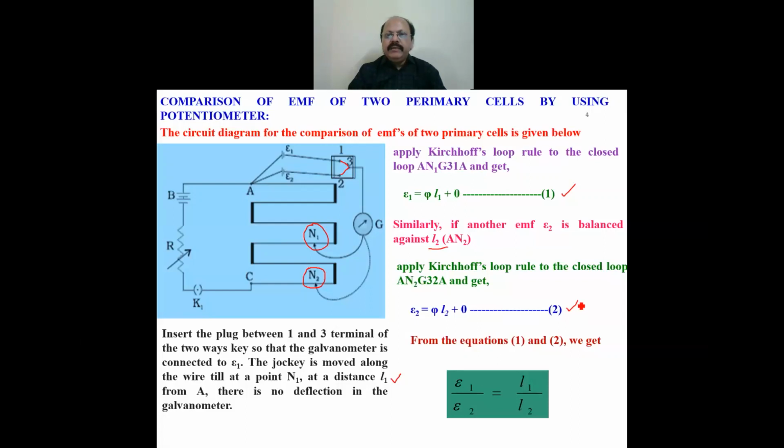Now divide equation 1 by 2. You will get E1 upon E2 equal to phi L1 upon phi L2. Phi gets cancelled. You will get finally E1 upon E2 equal to L1 upon L2. So if you find the balancing lengths, then we can compare the EMF of two primary cells by using a potentiometer.